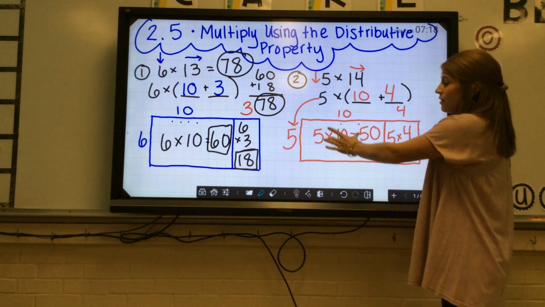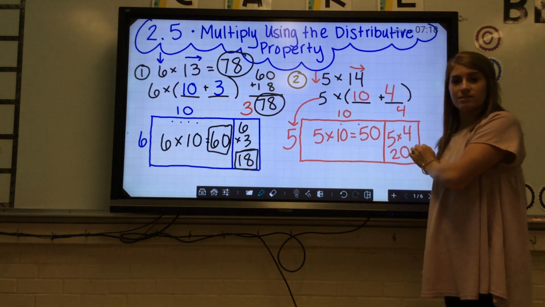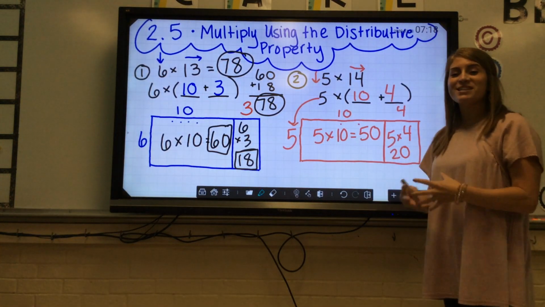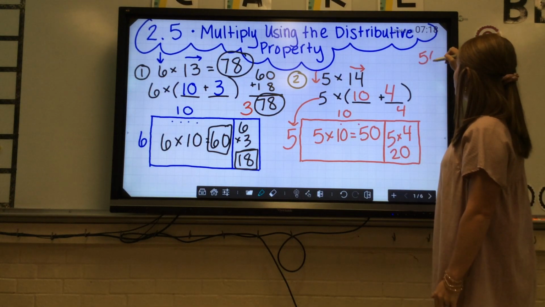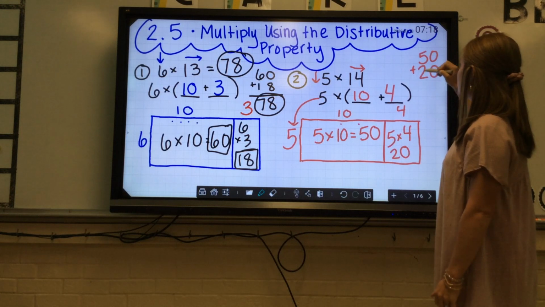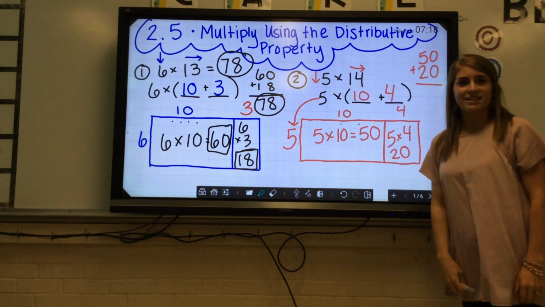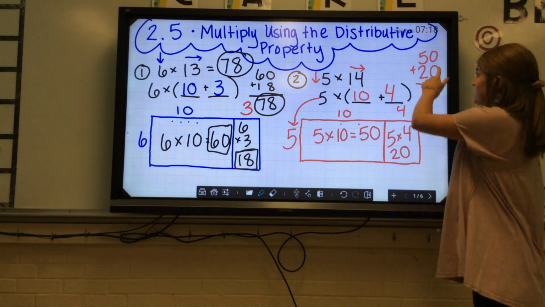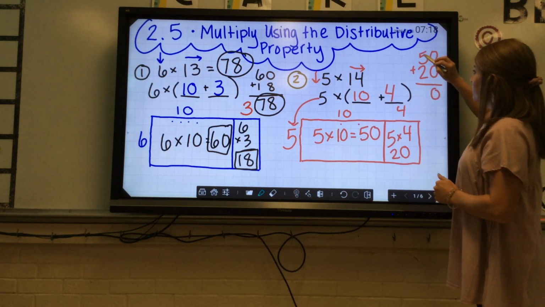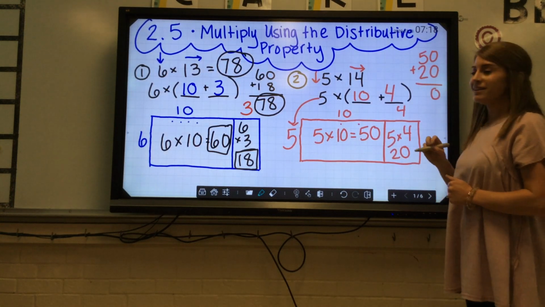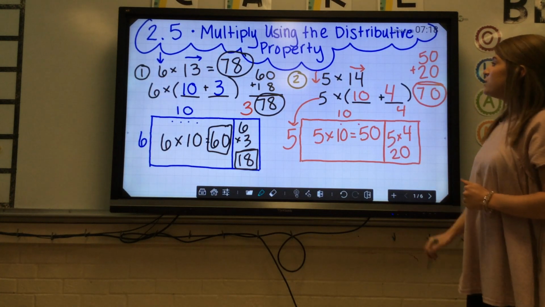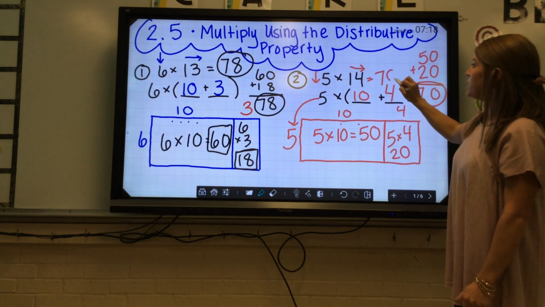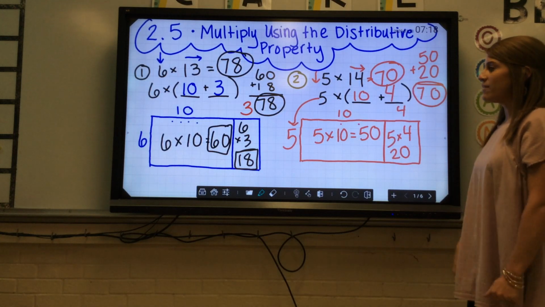the totals for this box and this box? Right, we're going to have to add them together. So when I add 50 plus 20, what do I get? 0 plus 0 is 0, and 5 plus 2 is 7. Very good. So 5 times 14 equals 70.